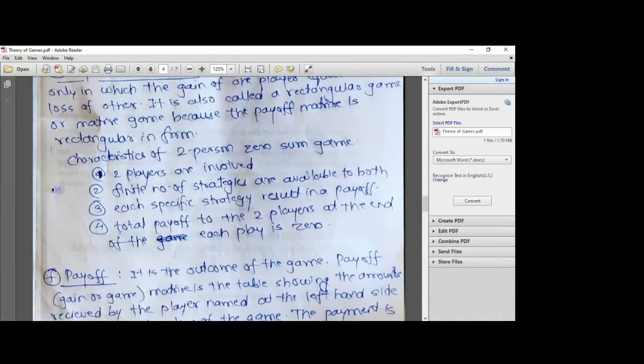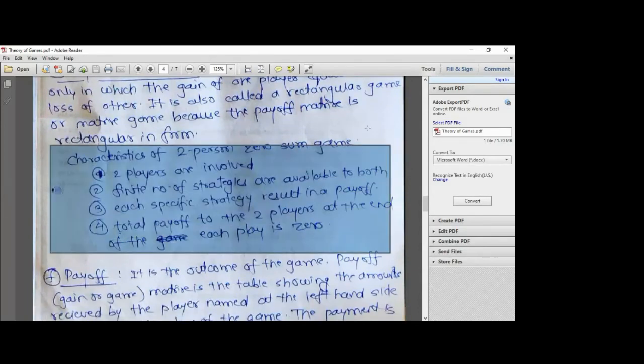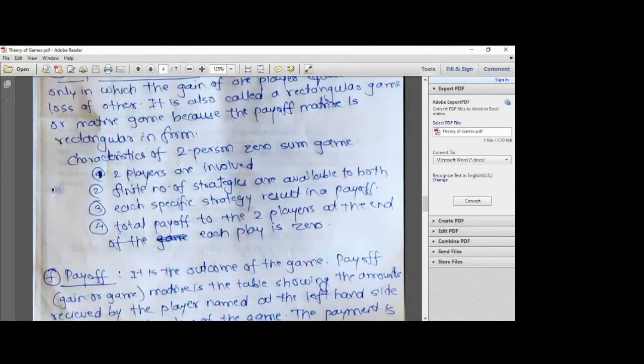Now, what are the characteristics of a two-person zero-sum game? There are only two players involved. You have finite choices, right? So finite choices are there. The specific strategy which results in a payoff is already known, and the total payoff to the two players at the end will be equal to 0. So there will be neither gain to any player nor loss to any player, and hence it is called a zero-sum game.